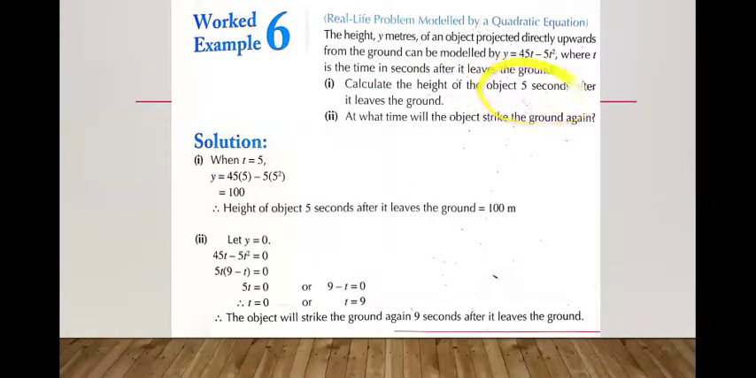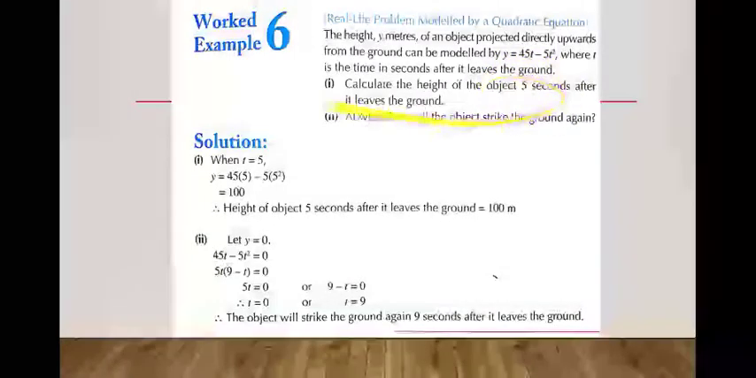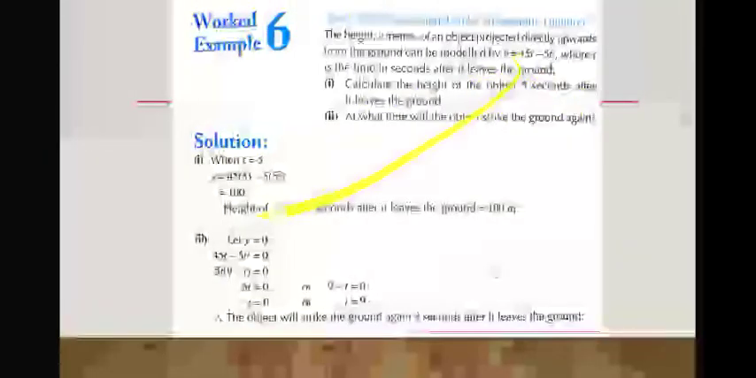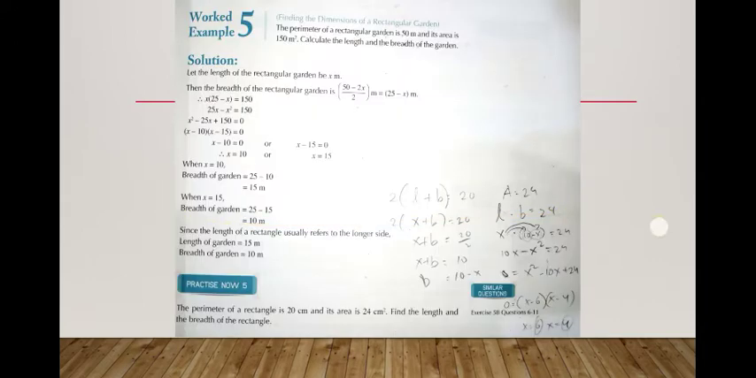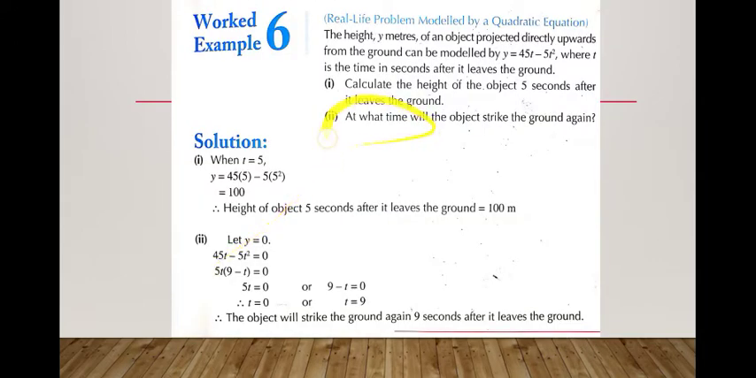So we want to find the y, when the object is 5 seconds after it leaves the ground. So it's the time, the t is 5. You just write down the formula and replace the t with 5. So 45 times 5 minus 5 times 5 squared, right? Just calculate that and you get 100. So the answer is 100. Now, at what time will the object strike the ground again? Okay, strike the ground means y equals 0. The height is 0, right?